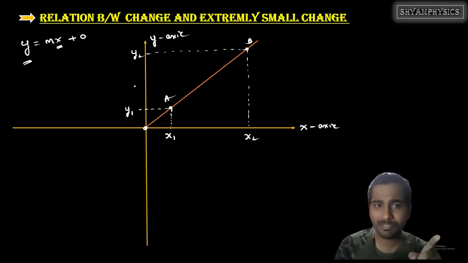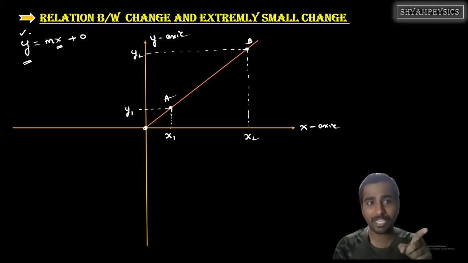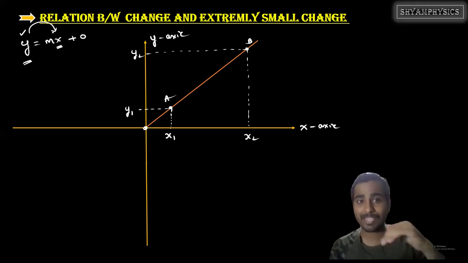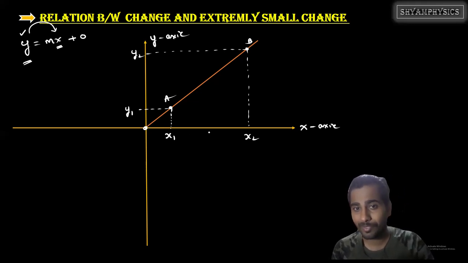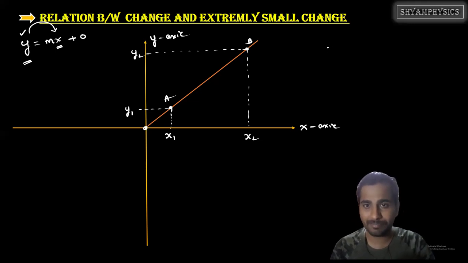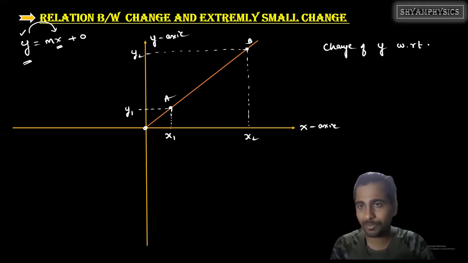What is changing here? Y is changing. This is the dependent variable y. On which factor? The x factor. As x changes, y also changes. Here the change in quantity is y when x is changing. So shall I write it like this? Change of y with respect to x.